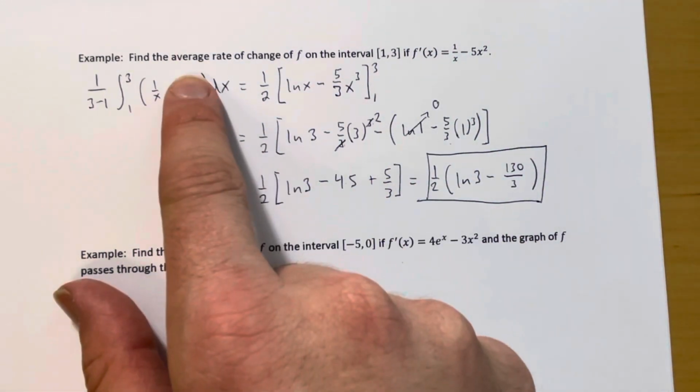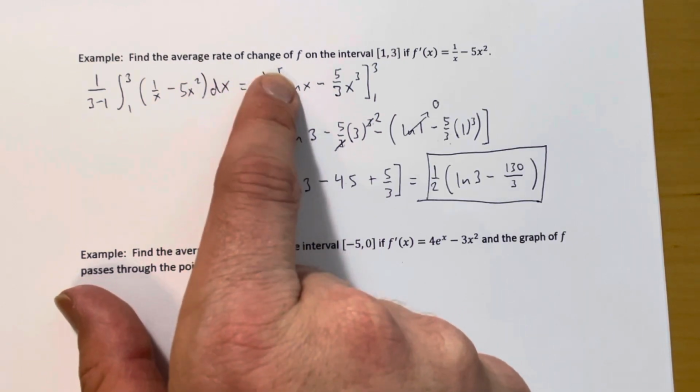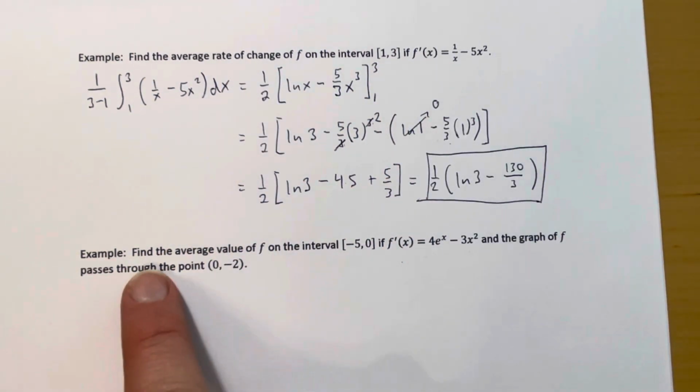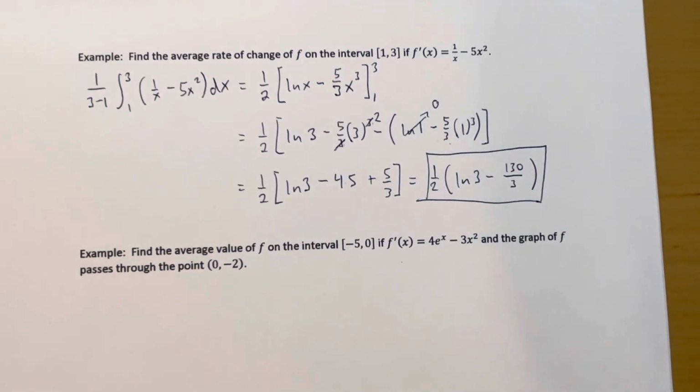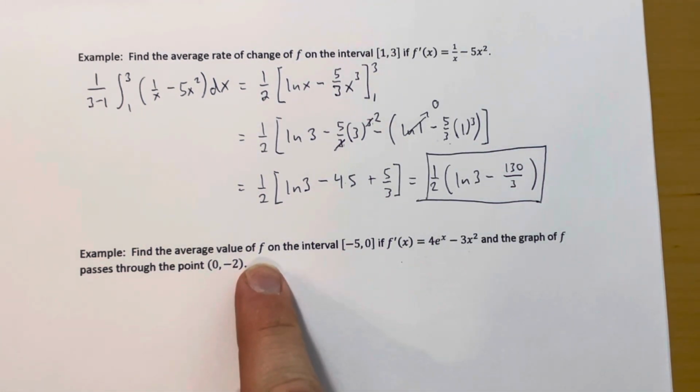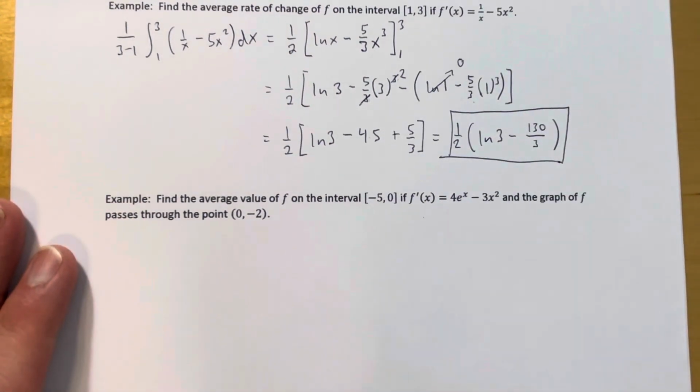The last problem asked for the average rate of change of f, which meant we could just use f prime as our integrand. Here it's saying find the average value of f on this interval, where we don't know what f is, but we do know what f prime is. So we actually do need to use f as our integrand, but we don't have it. We only have f prime.